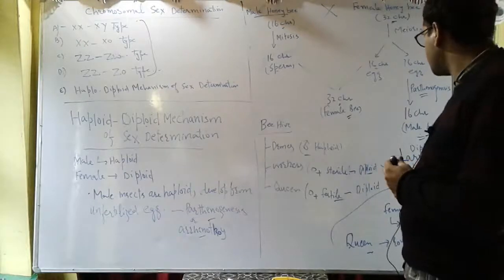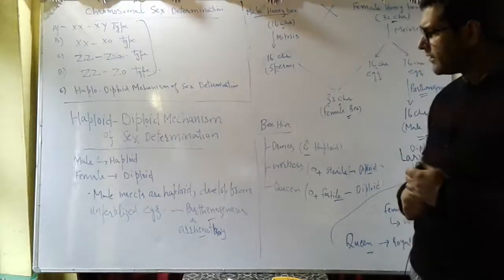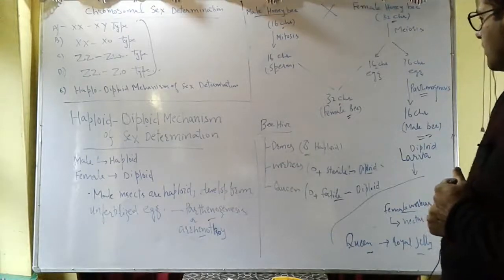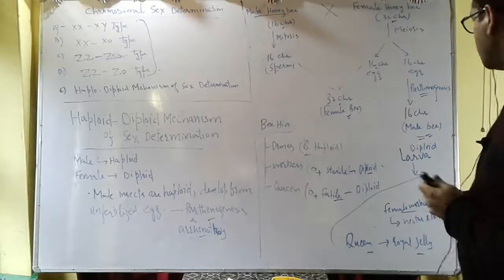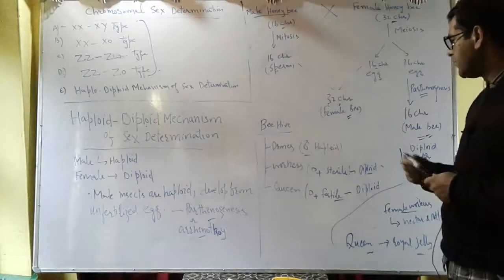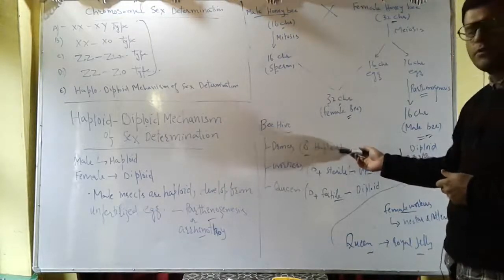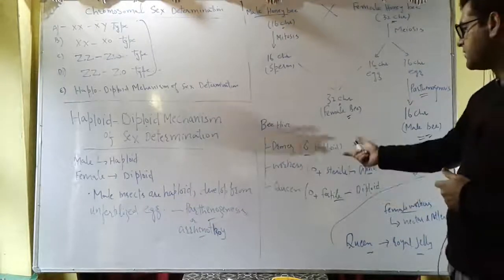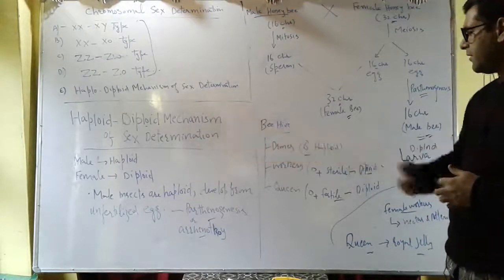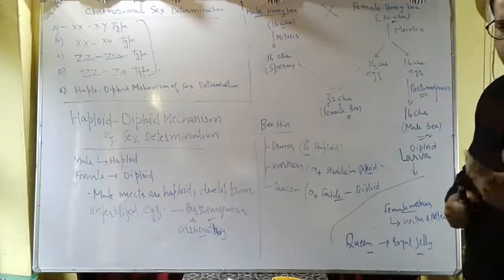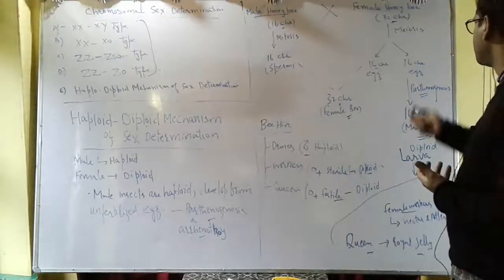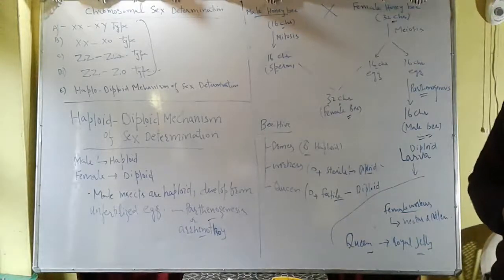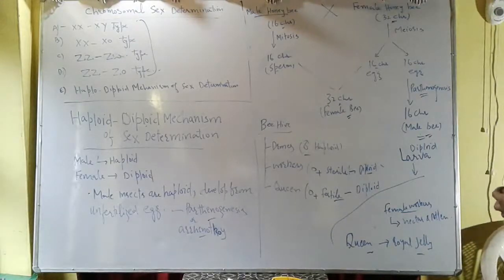We can also say that the chromosome number also determines the sex. In case of males we have half the number of chromosomes. If there is half the number of chromosomes, that is male, and if there are two sets of chromosomes, that is diploid, that is female. So we can say that the chromosome number also determines the sex of an individual.